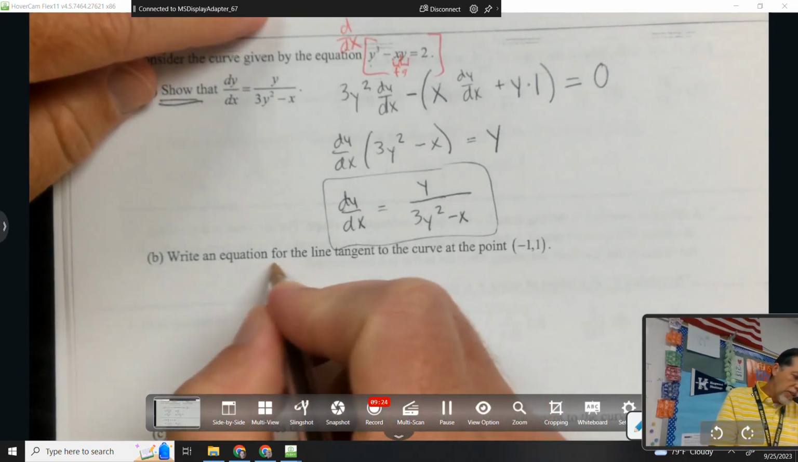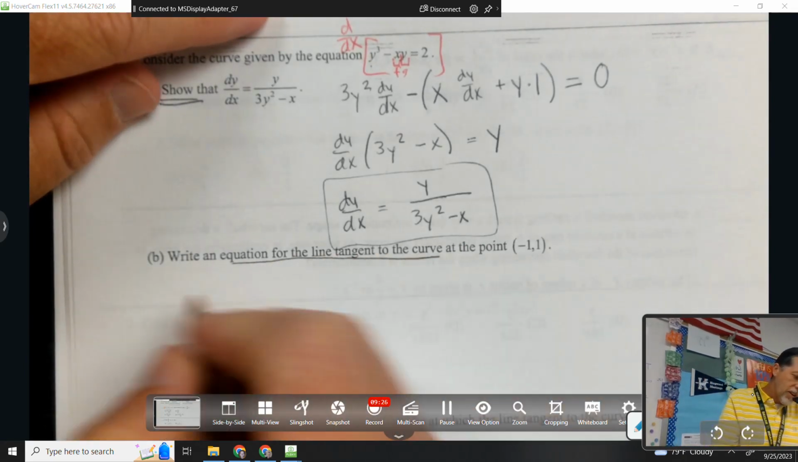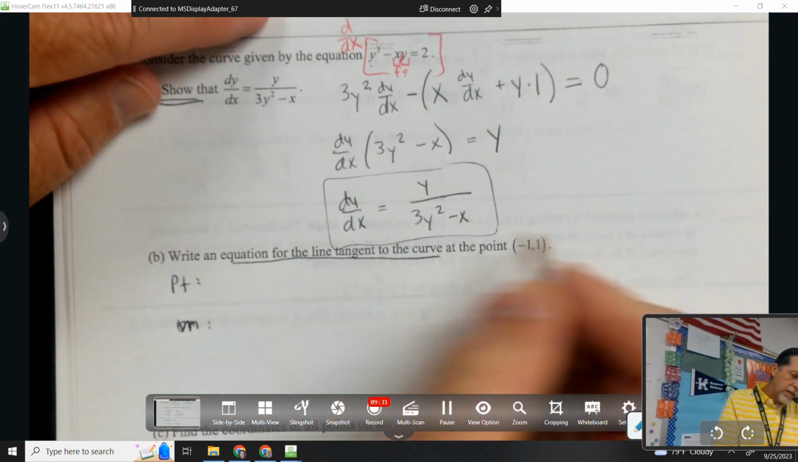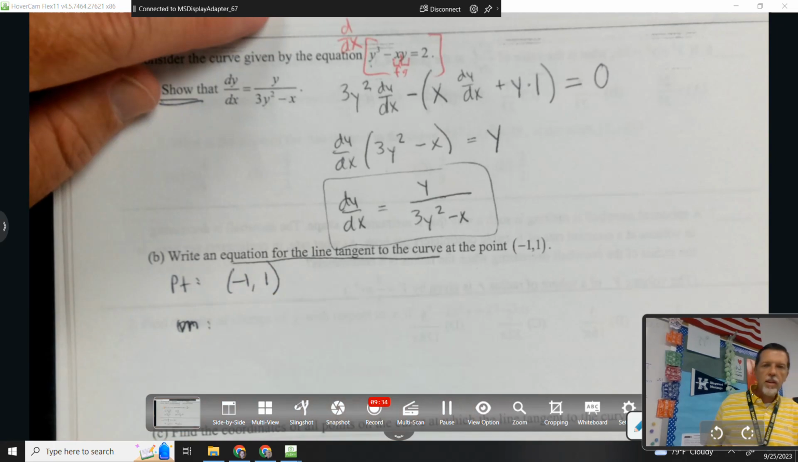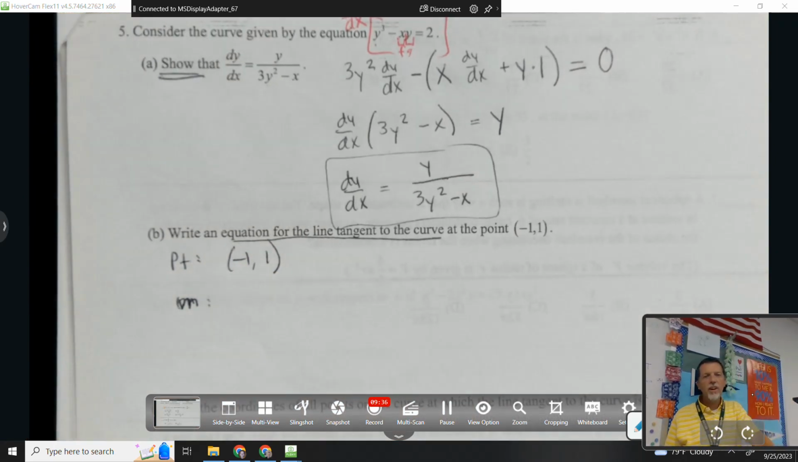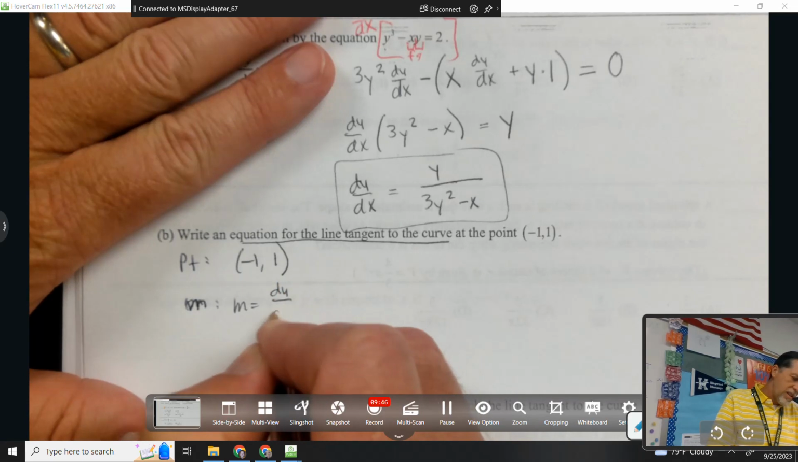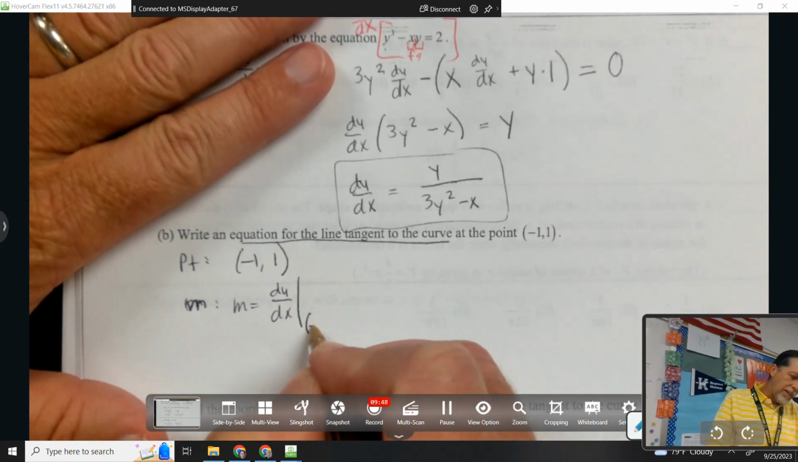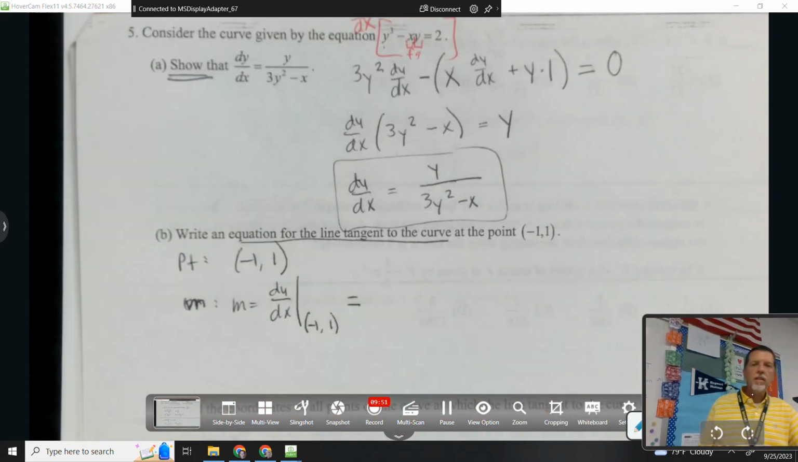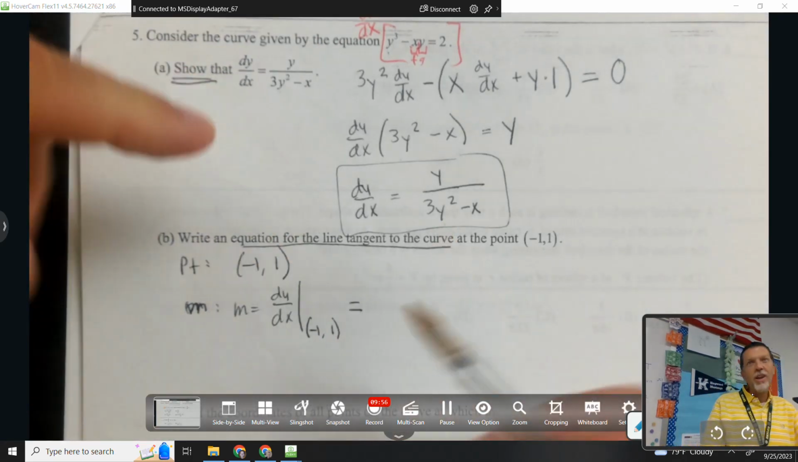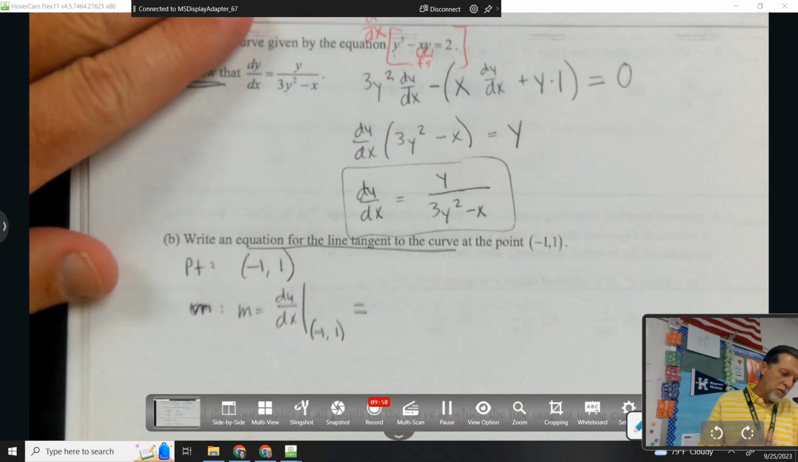Write an equation for the line tangent to the curve. So I need a point and a slope. They give me the point. How can I find the slope of that line? The slope is the derivative. And I will evaluate that at negative 1, 1. Again, this is why we give it to you, so that you can get the rest of the problem right, even if you've missed part A.